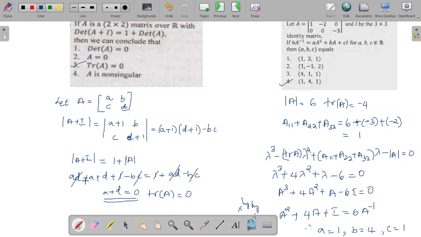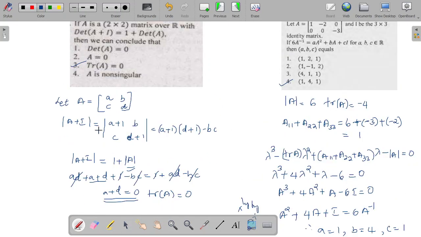So make the substitutions. (A plus 1)(D plus 1) is AD plus A plus D plus 1, and minus BC, which is equal to 1 plus the determinant of A, which is AD minus BC. All these terms get cancelled. A plus D remains equal to 0. A plus D is nothing but the trace of this matrix. So trace of A equals 0. Third option is the answer.